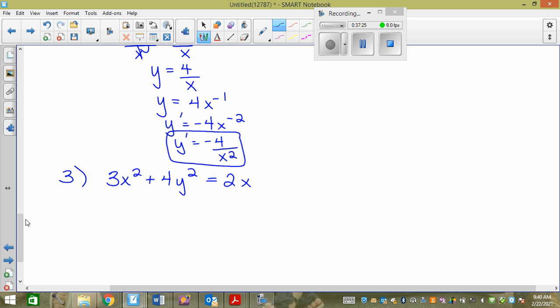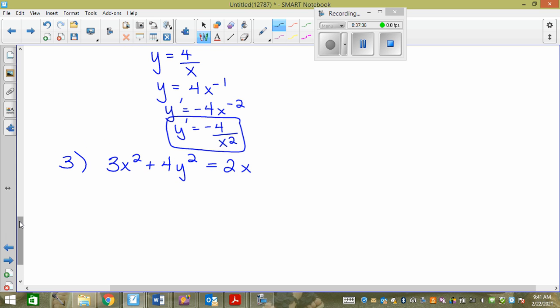I'm going to have 2x minus 3x squared divided by 4, all square rooted, so all to the half. I'm going to have to do chain rule, quotient rule. Ugh, not fun. So these ones I'm going to actually do implicit. All I do is take the derivative of each of them separately and move along.